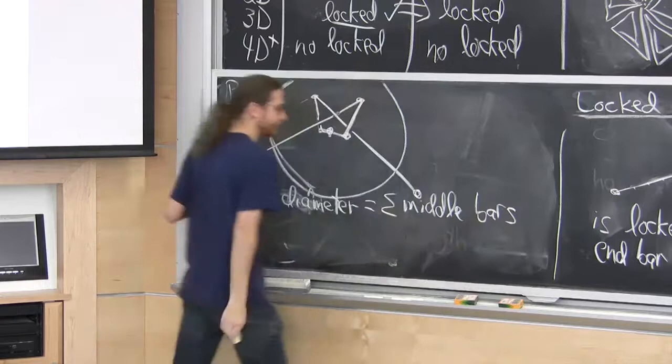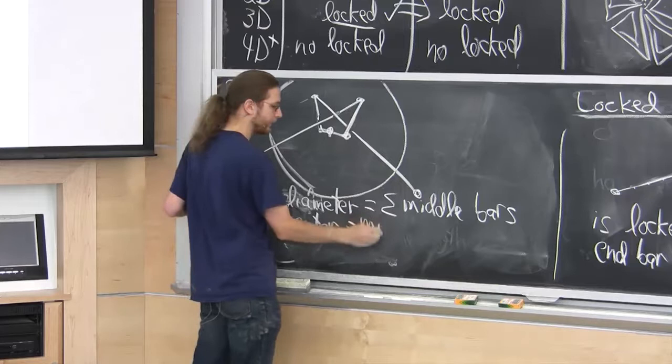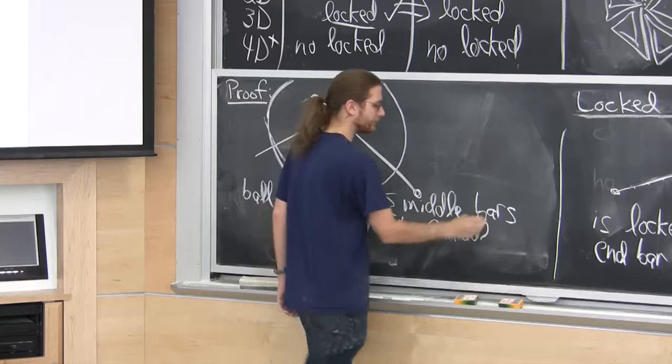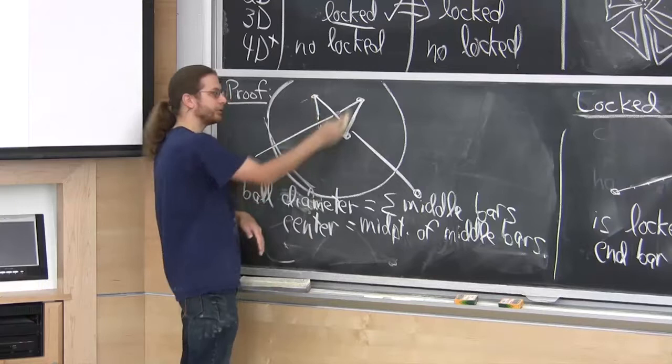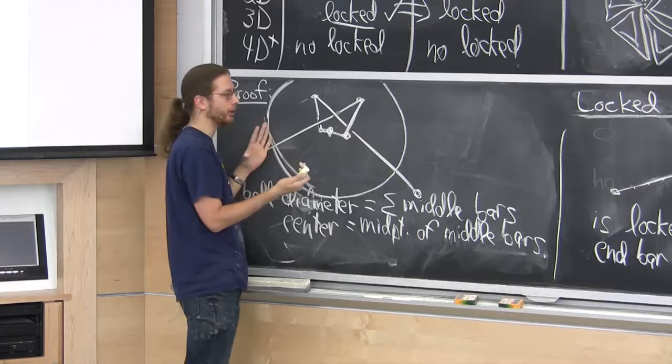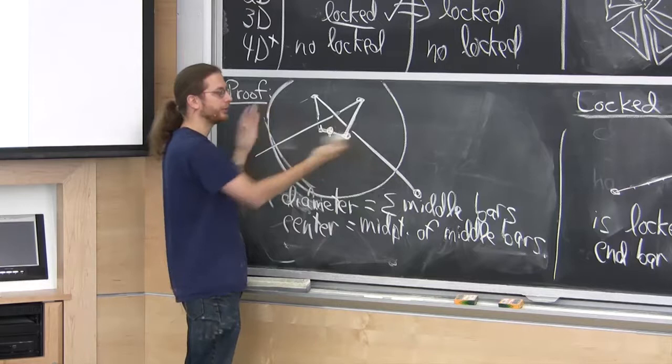So radius is half that. And the center is the midpoint of the sum of the middle bars. So the radius is half the sum of the middle bars, and this is at half the sum of the middle bars. Therefore, these middle bars stay inside the ball. Maybe they touch the boundary, but they're inside or on the boundary of the ball.